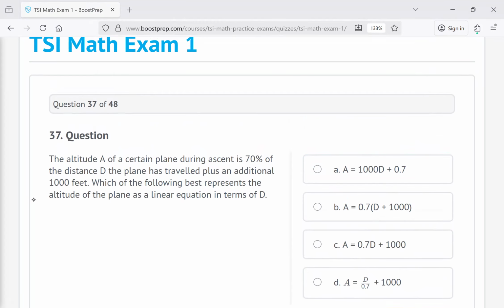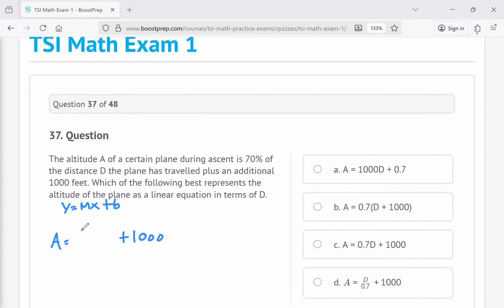Question 37. The altitude A of a certain plane during an ascent is 70% of the distance D the plane has traveled plus an additional 1,000 feet. Which of the following best represents the altitude of the plane as a linear equation in terms of D? It's a linear equation, so it has to be in the form y equals mx plus b, right? But instead of y, they use altitude. Do we know what our b is? Yes. The additional distance given, our b is 1,000.